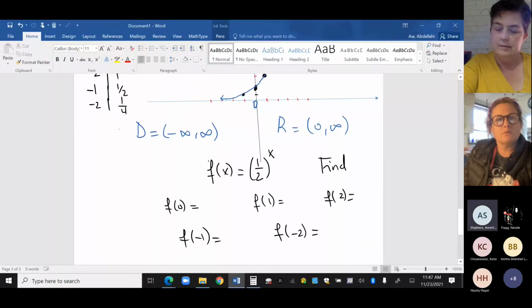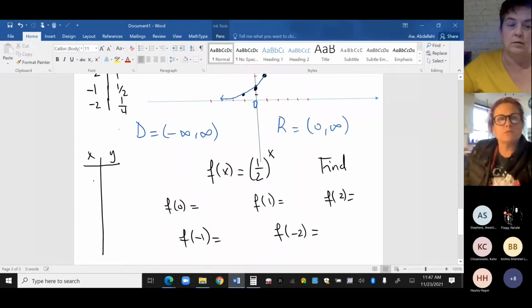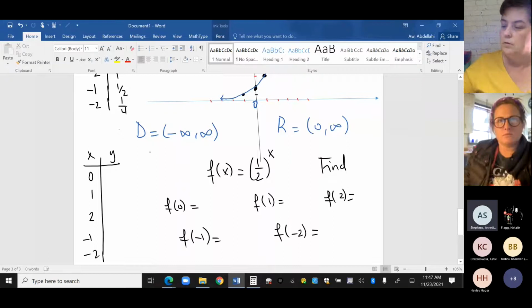And then how to graph it? Then you do your points here, exactly what you did before. X here, Y here. 0, 1, 2, -1, -2, and then you graph the points. Go ahead, please. I'll let you have some good 5 minutes for everybody to figure it out.